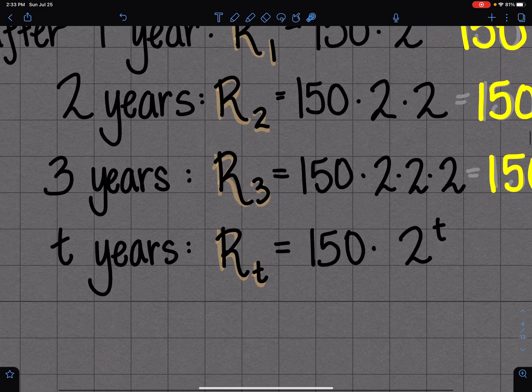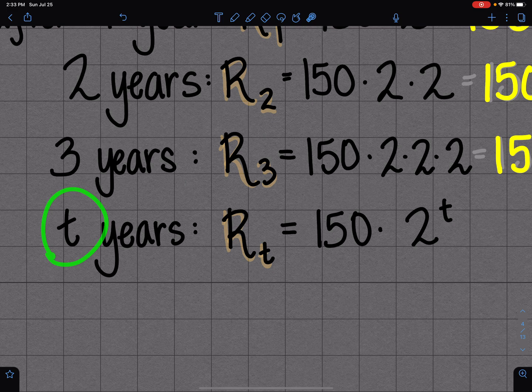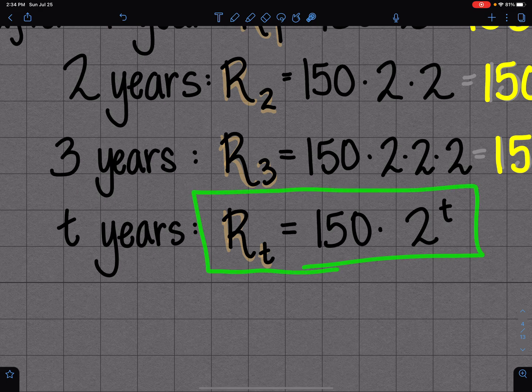So the overall pattern after t years, so t is just a variable, it could be 5, 10, 15, right? Anything. The number of rabbits after t years is equal to 150, because this is what you started with, and you multiply it by 2 because it doubles every year, and then t is the number of years. So this formula is representing exponential growth. And it's exponential because you multiply it by something with an exponent.